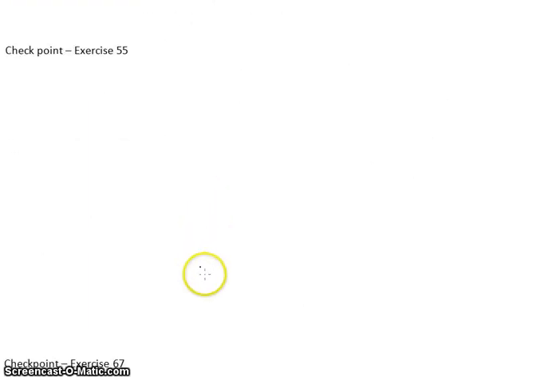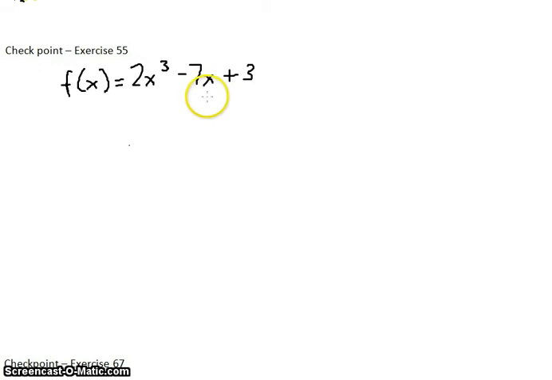55. I'm going to talk about just a couple of these, just so you can get the hang of it. There's a lot of parts to this, but very quickly I'll explain to you what 55 is asking. So 55, we have a function. It says 2x cubed minus 7x plus 3. And it's asking in letter A to evaluate this and what that's equal to.